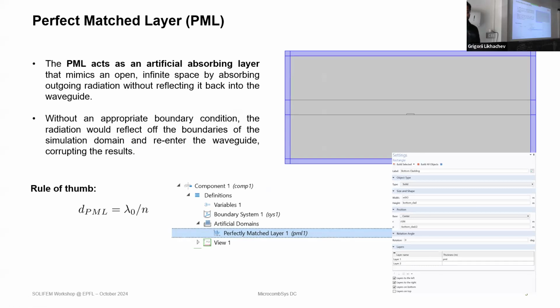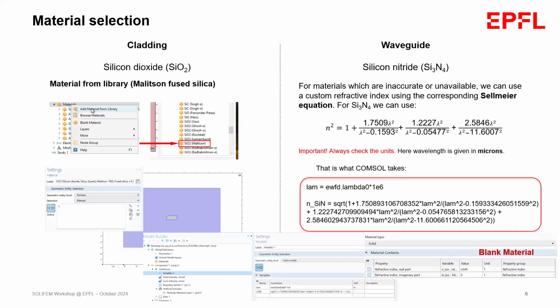I think in the previous exercise you might have also learned about this, so I'm just repeating it very quickly. The material selection: in our case, we have three. We have silicon oxide, which is the cladding, anything outside the core. Our core is silicon nitride, and the third is air. We have also included air to make it a real-life-like simulation.